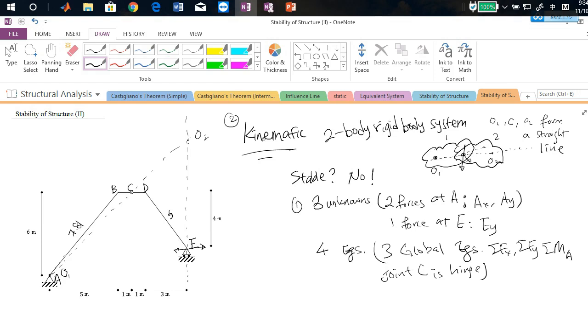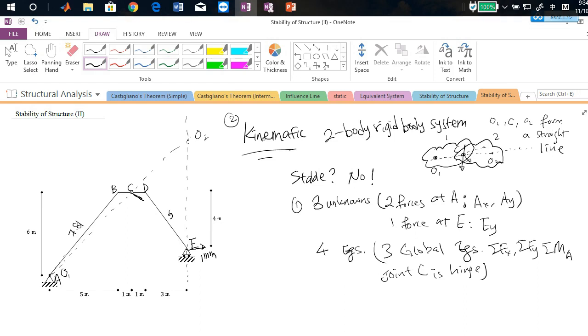The movement for point C should be something like this. Let me erase this first. Let's say point E moves 1 mm. How will the structure rotate or move?